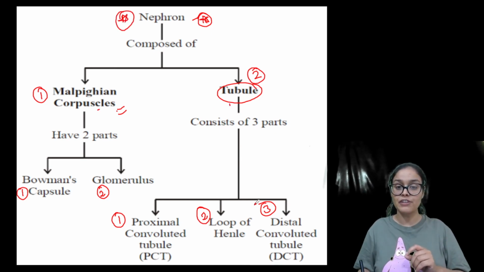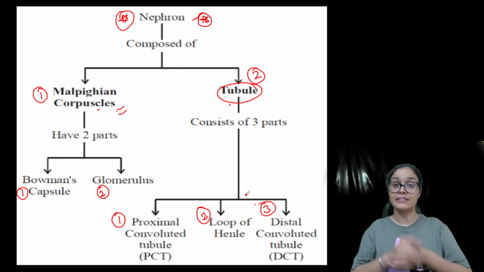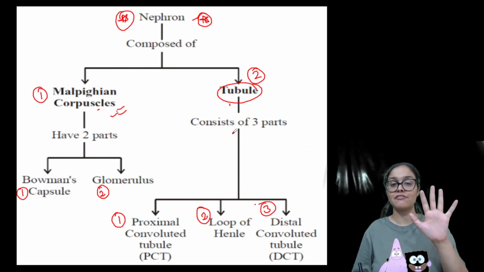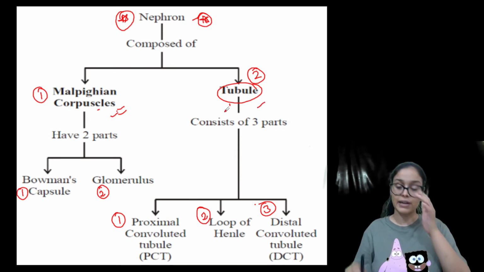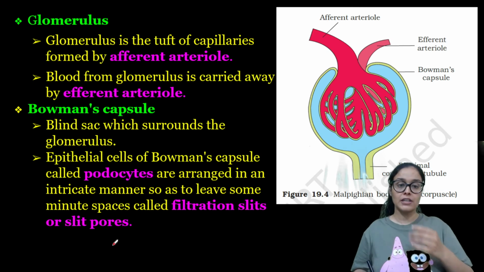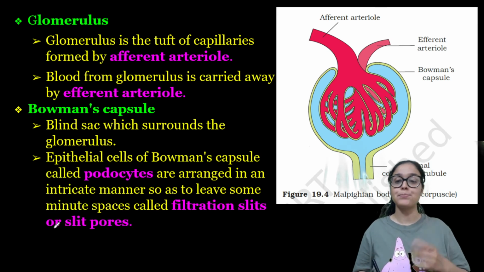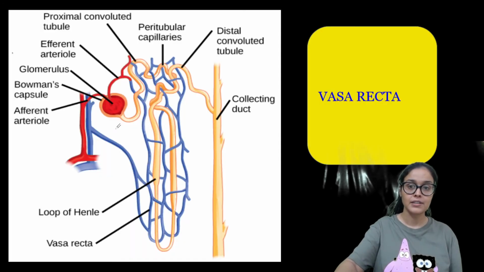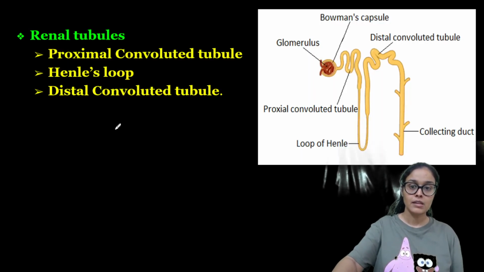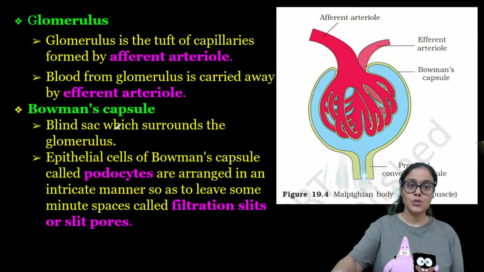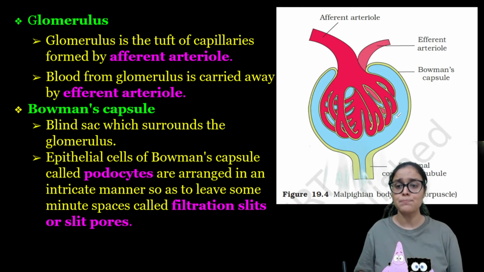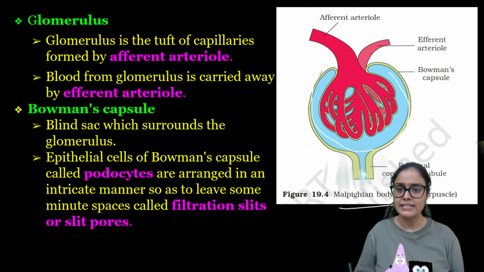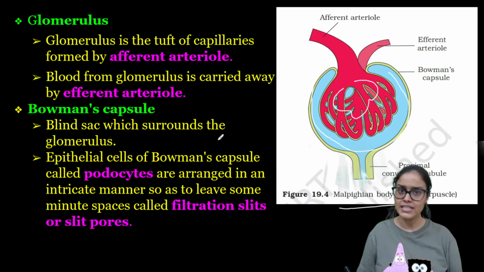And what are the parts of the nephron? These are the parts that you have to remember. So a total of 5 parts: 2 parts in the Malpighian corpuscle and 3 parts in the tubule. See, all the things are beautifully written over here. So let's start with the glomerulus part, the Malpighian body, the renal corpuscle part. It has this Bowman's capsule and this glomerulus part.